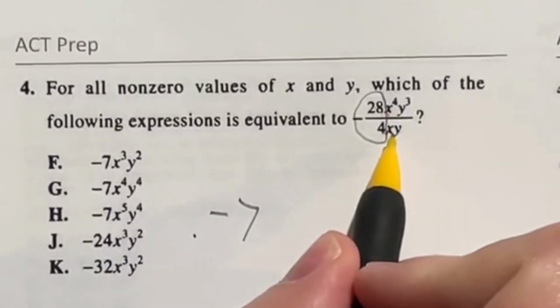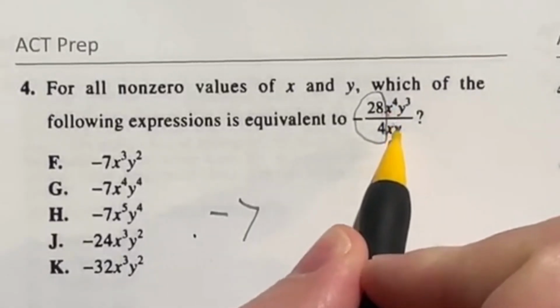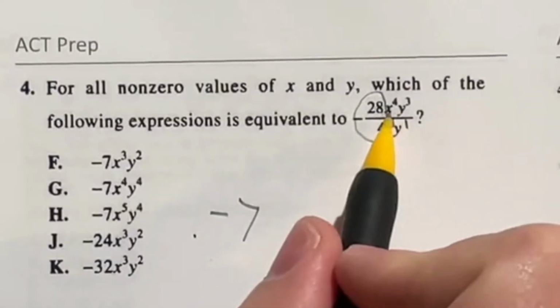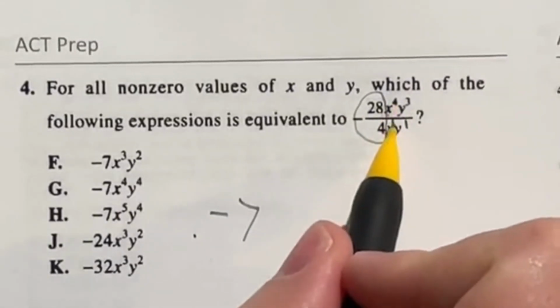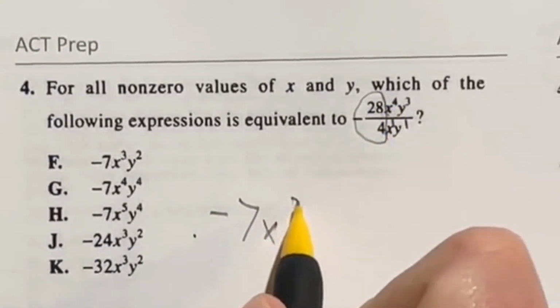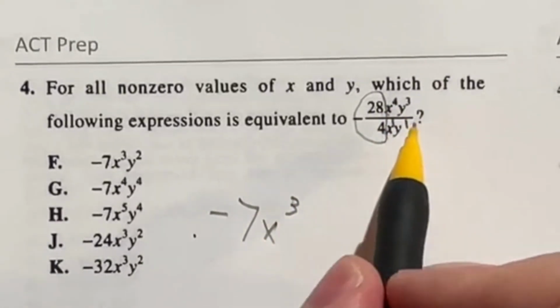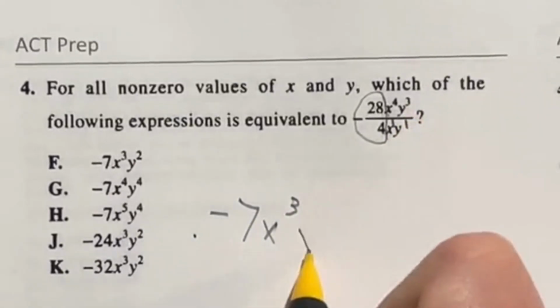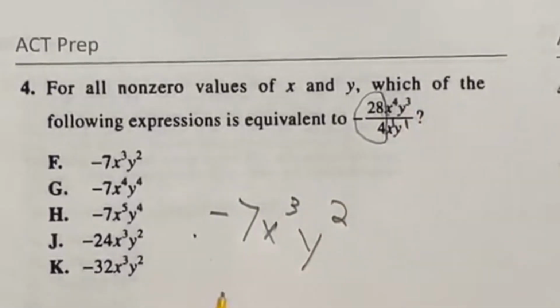Now, if you don't see an exponent here, like x and y, you just assume that's x to the first power, y to the first power. So in this case, I have x to the 4th and x to the 1st, so I'm going to subtract 4 minus 1, leaving me with x to the 3rd power. Then we have y to the 3rd power and y to the 1, so 3 minus 1 is going to give me y to the 2nd power. So I'm looking for negative 7x cubed y squared, which is answer F.